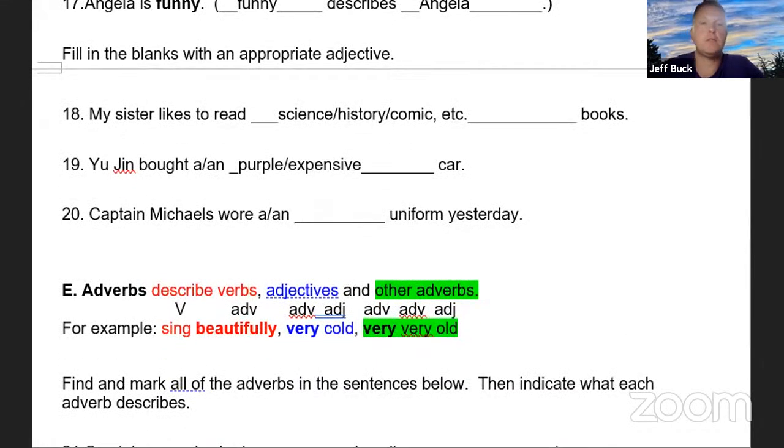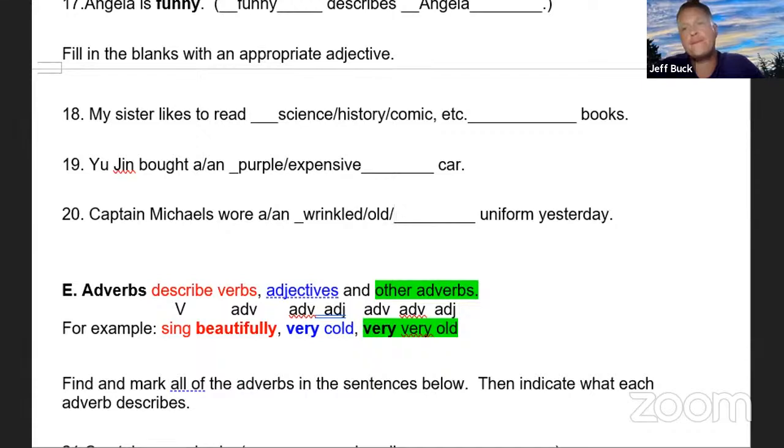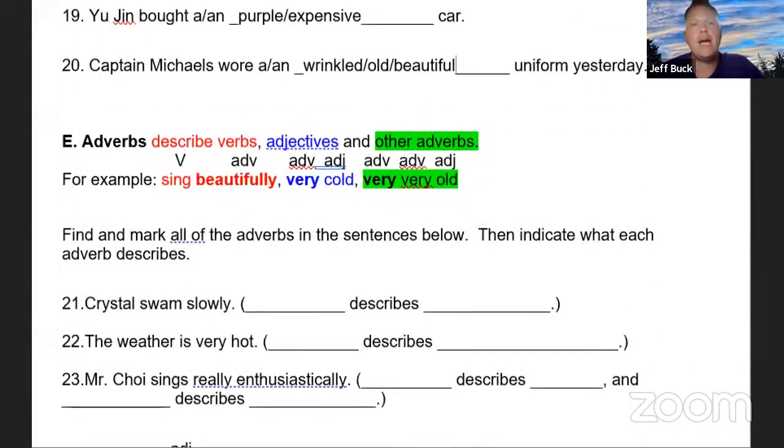20, Captain Michaels wore a wrinkled uniform yesterday. Whoops. An old uniform yesterday. A beautiful uniform, etc. All right, now adverbs.